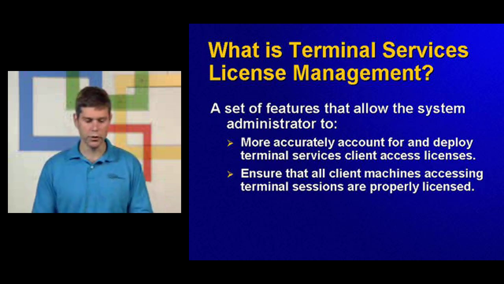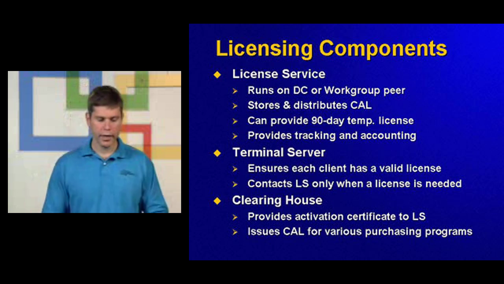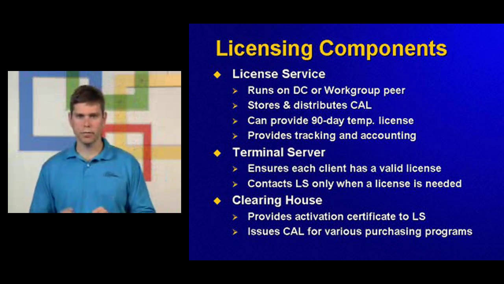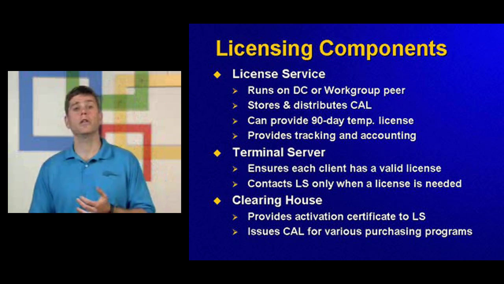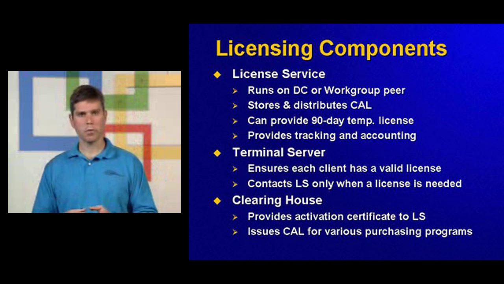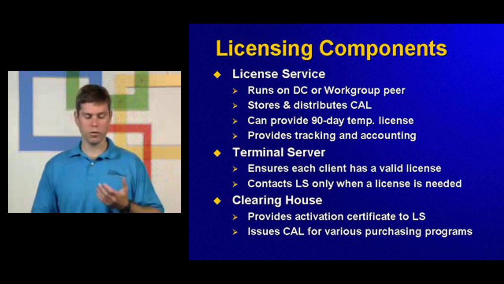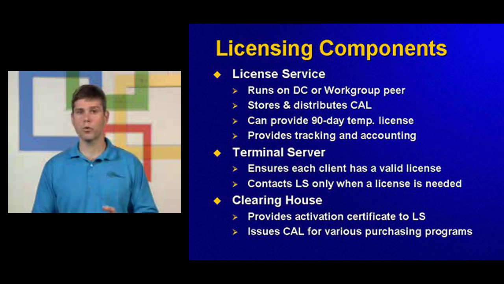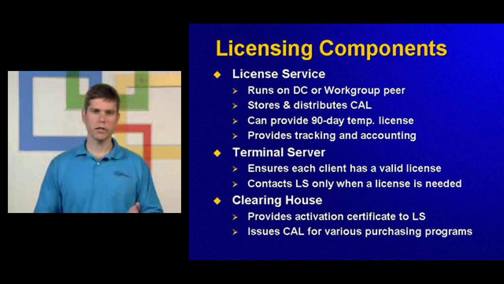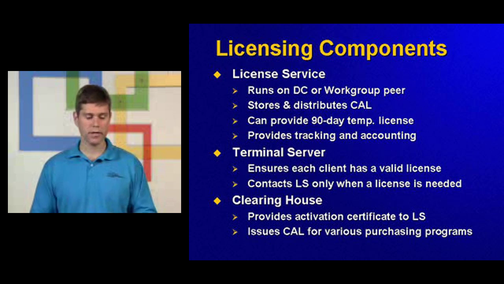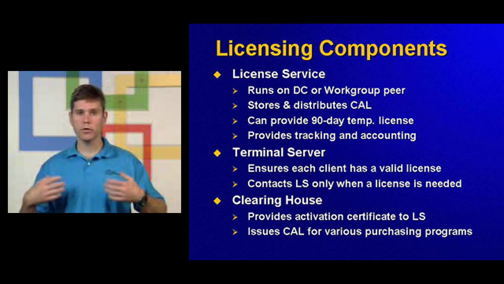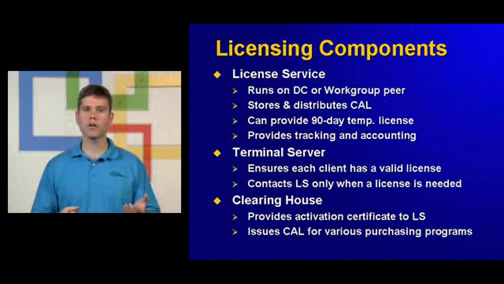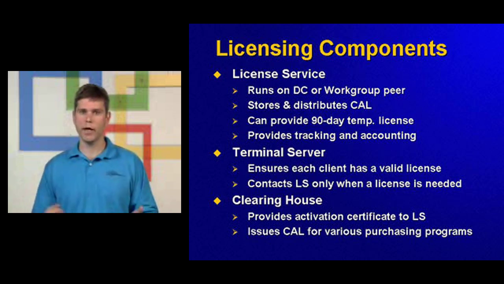It helps you make sure that you've got the right number of licenses for your environment, not too many and certainly not too few. The way that this works is essentially through a 3-tier system. There's the terminal server itself, there's a licensing service, and then there's a clearinghouse. The licensing service is probably the key part of this. This is a service that runs in your environment. It needs to be deployed in a discoverable place, either on a peer in a workgroup or on a domain controller. What it does is to store and distribute the client access licenses to the terminal servers on an as-needed basis. The terminal server will come to the license service and ask it for a license anytime an unlicensed client tries to connect to it.